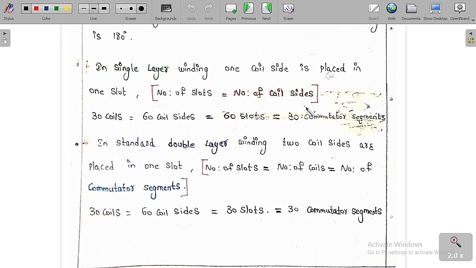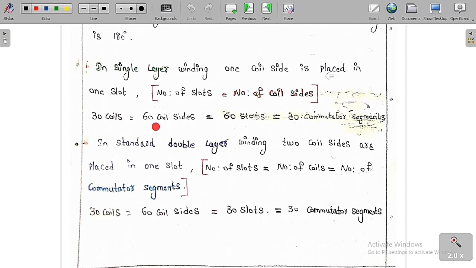Suppose you take an armature. Let me give you some details regarding the armature. Suppose in the armature there are a number of slots and a number of coils. In a single layer winding, one coil set is placed in one slot, so the number of slots is equal to the total number of coil sets. Suppose there are 30 coils. So 30 coils means each coil has 2 coil sets.